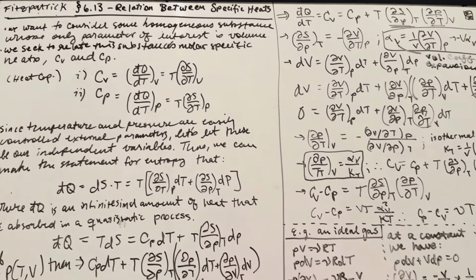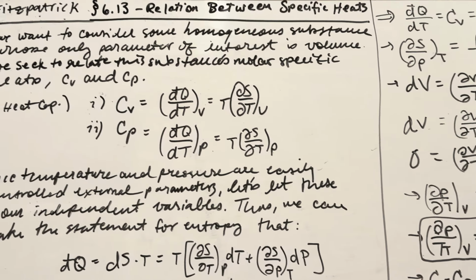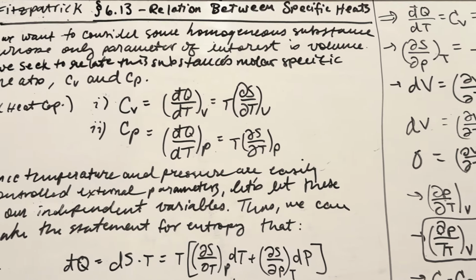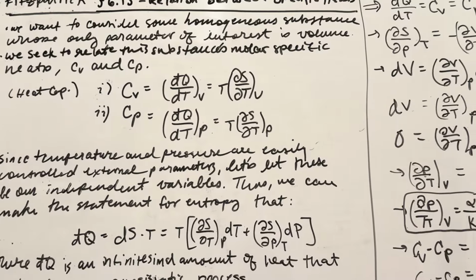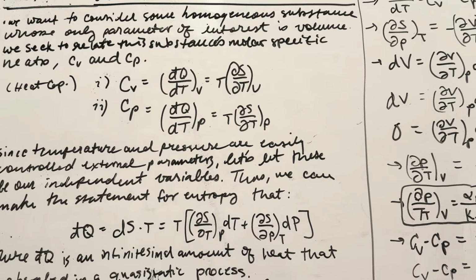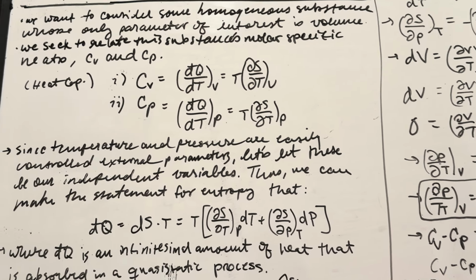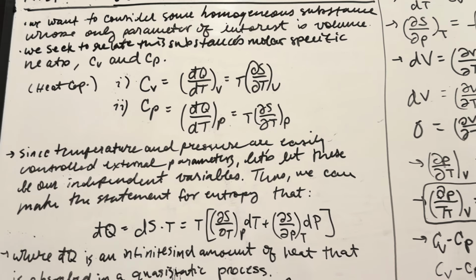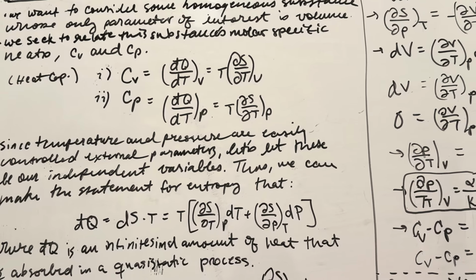But anyway, first thing we want to consider today is that we're trying to relate our molar specific heats C sub V and C sub P, right? So that's kind of the goal of today. And what we can do in order to do so is that we can actually make use of some of the derivations we did previously with our Maxwell relations.